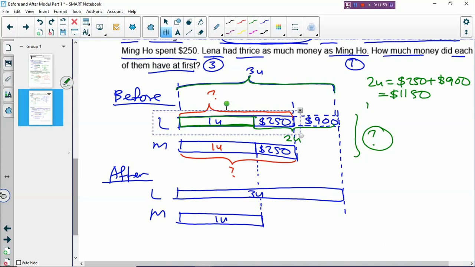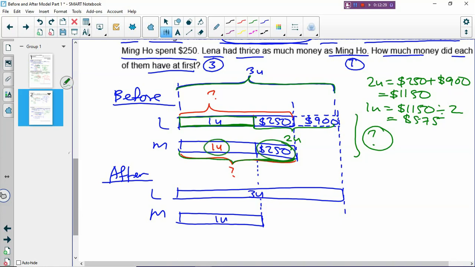Then you find how much is 1 unit. So you take $1,150 and then divide by 2. And then you do your working. So 1150 divided by 2, you will get $575. And then you look at the question mark. So you have to draw the arrow sign carefully. Where to where is the question mark? The question mark is from here until the end of the rectangle. So you have to find 1 unit plus 250. That's how you work out the question mark.